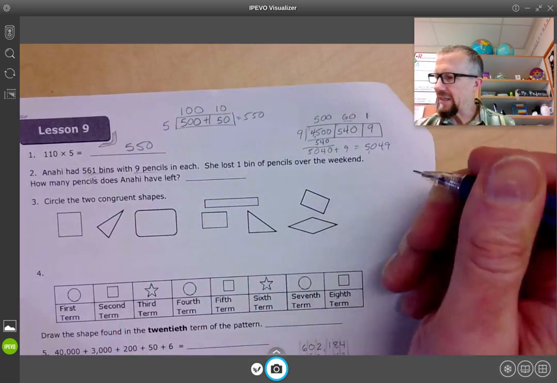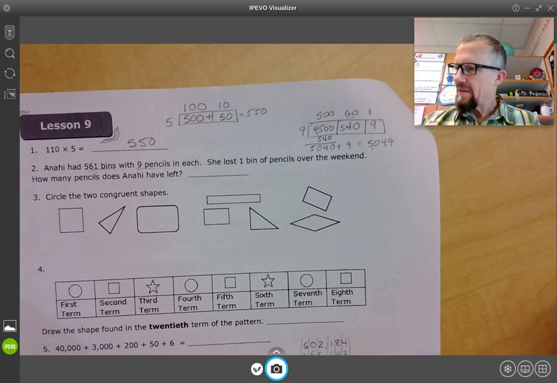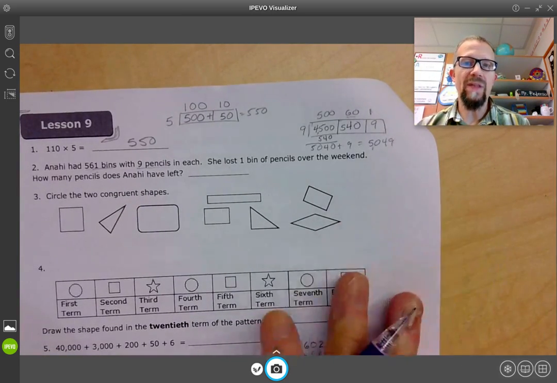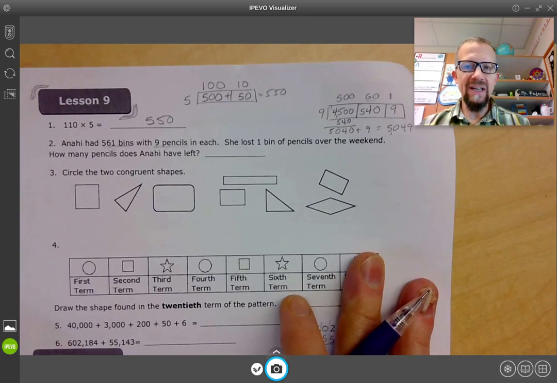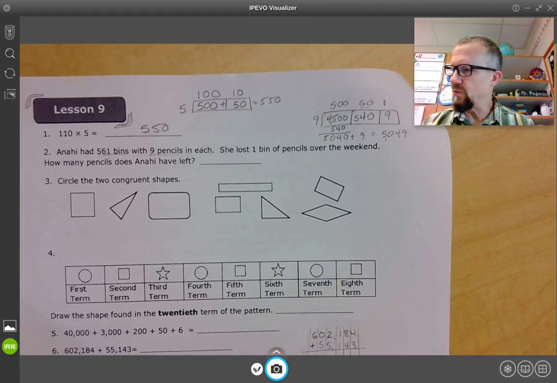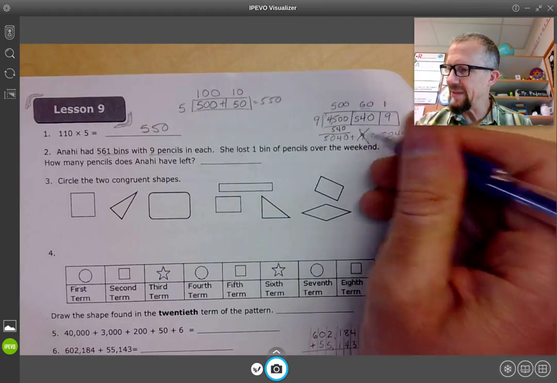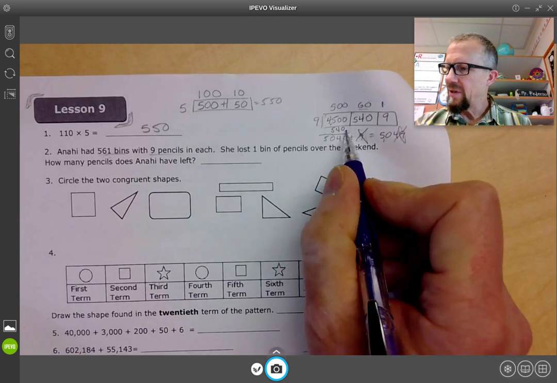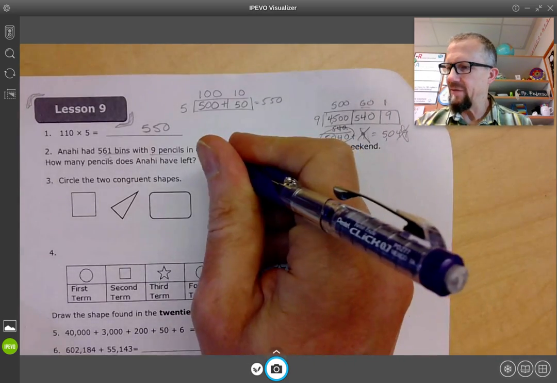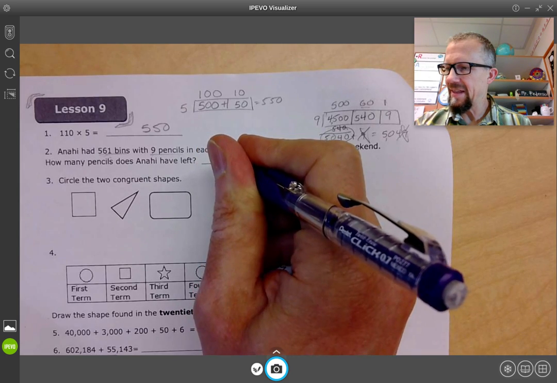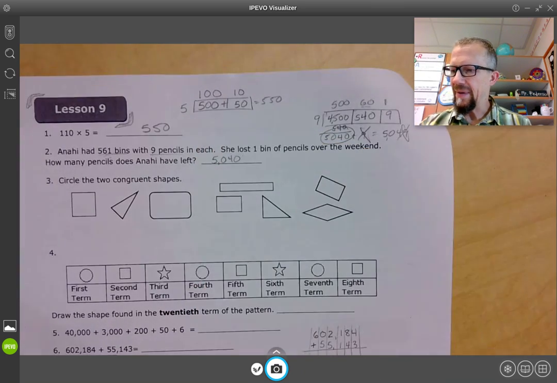5,049. Okay, too many pencils, Anahi. 5,049 pencils. What would you do with that many pencils? Anyway, she lost one bin, and the bin has 9. So really, it's this that's missing, right? So we're back to this 5,040. 5,040 pencils.